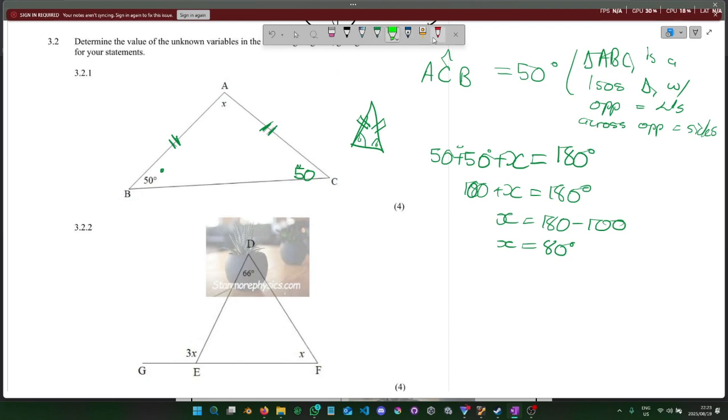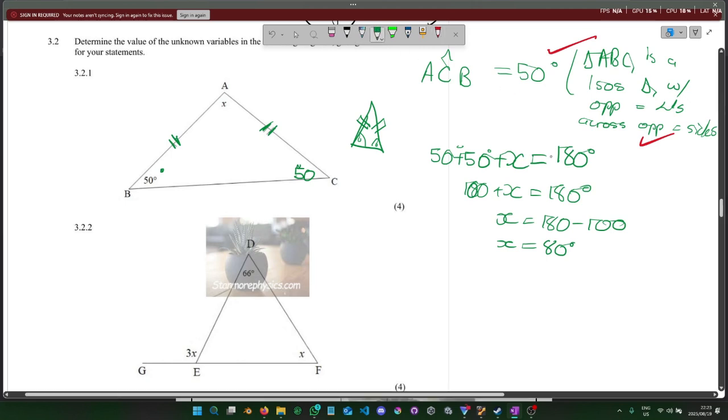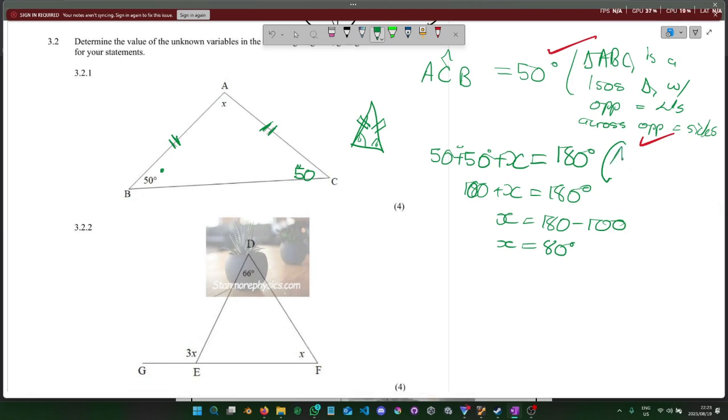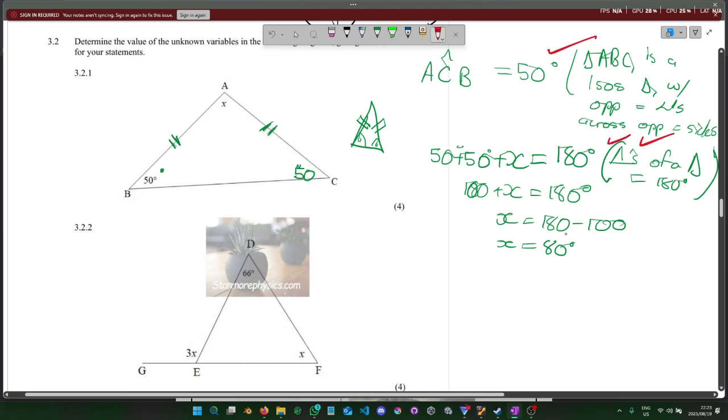If I remember correctly, you'll get a mark for this, and a mark for, oh, don't forget the reason, or else you would have missed out a mark. So this would be: angles of a triangle equal 180 degrees. Mark for this reason, and a mark for your answer.